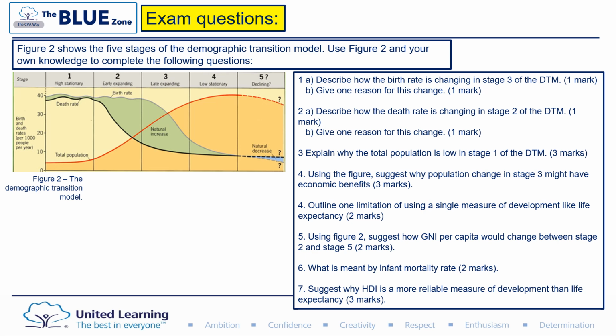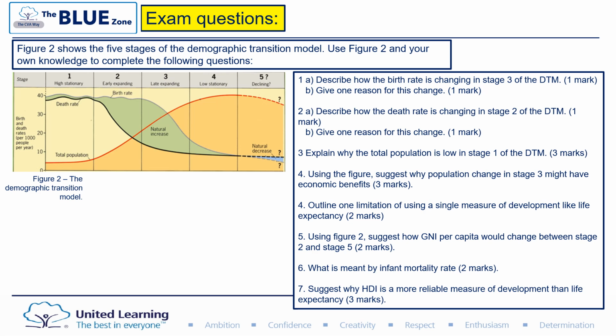Question 3, explain why the population is low in stage 1 of the demographic transition model. You need to think, why are the birth rate and death rate both high? Question 4, using the figure, suggest why population change in stage 3 might have economic benefits. So you really need to think here, in stage 3, as the population increases, how is that going to lead to the country becoming economically richer? Number 4 B, outline a limitation of a single measure of development, like life expectancy. That's linking back to previous lessons.